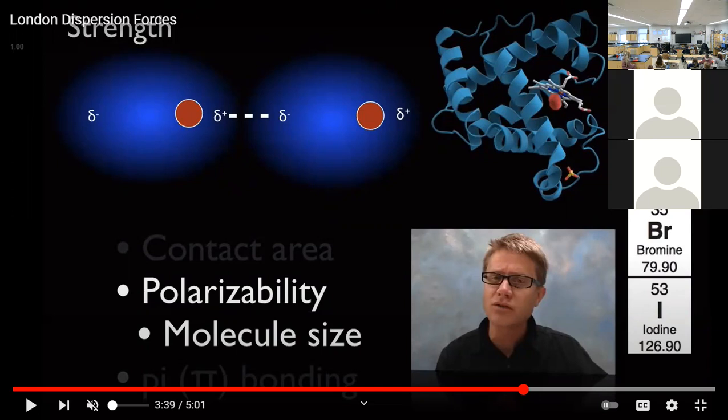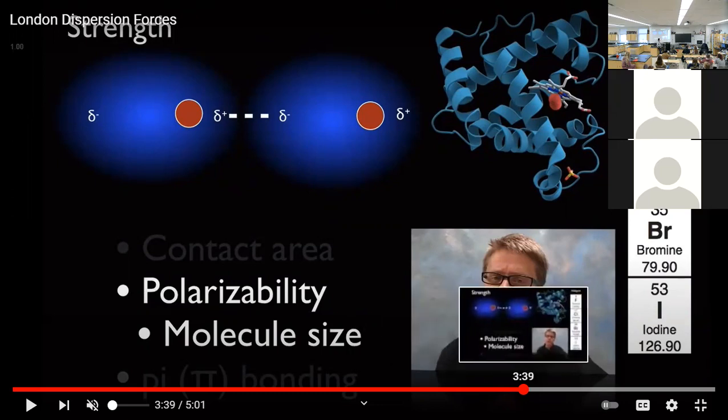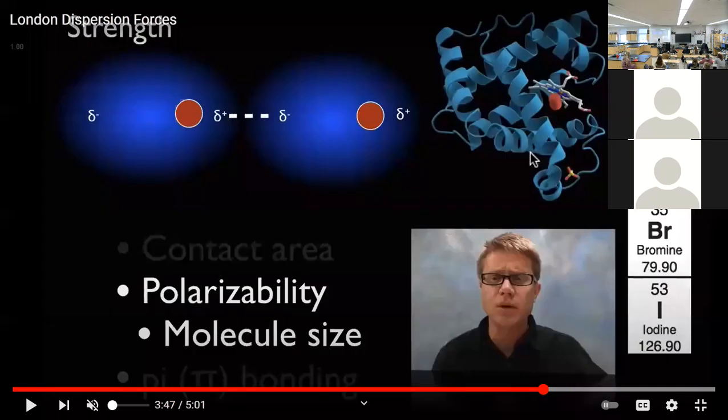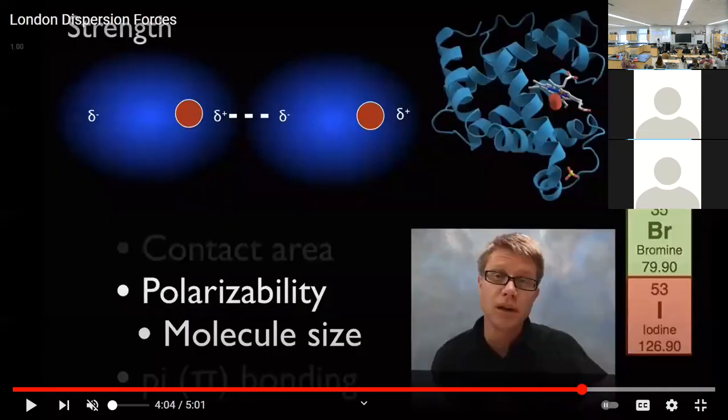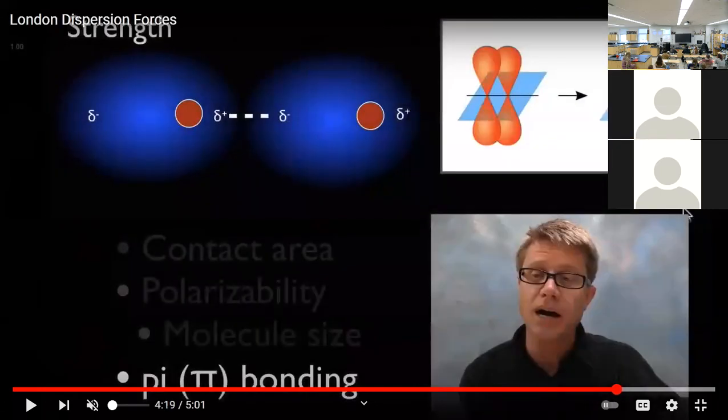So contact area, polarizability. And what else did he talk about? Molecule size is just part of the polarizability. Wasn't there one more? Oh yeah, pi bonding. This one we're not really stressed about. It's usually not assessed in AP, but where do pi bonds come from?